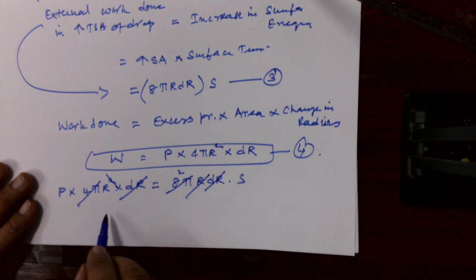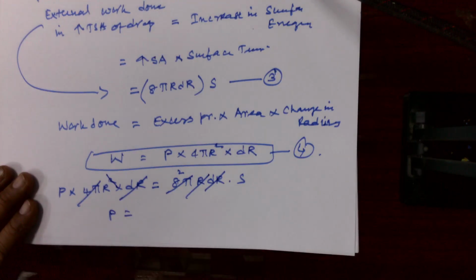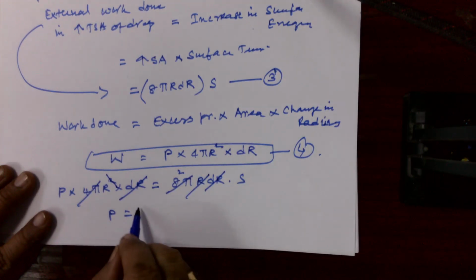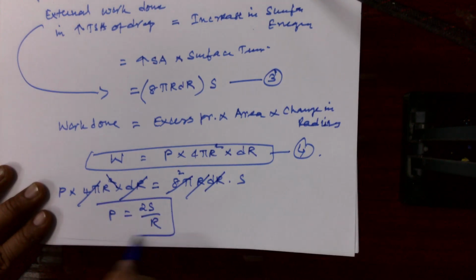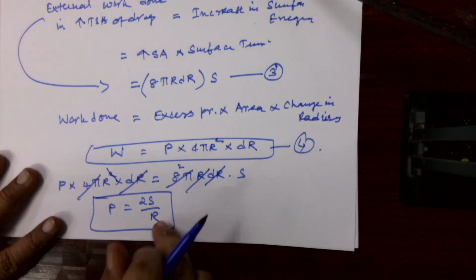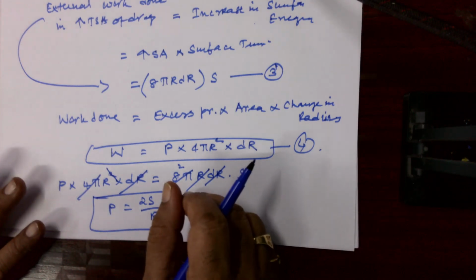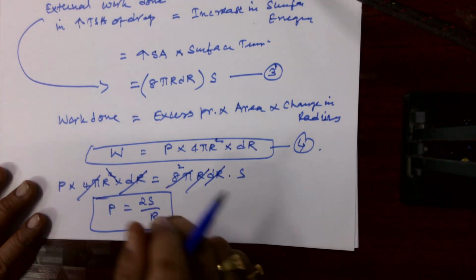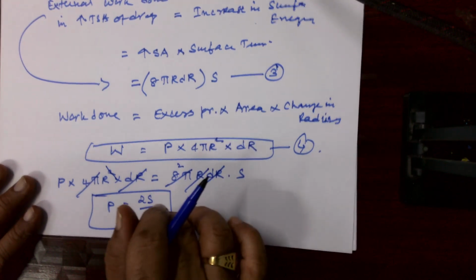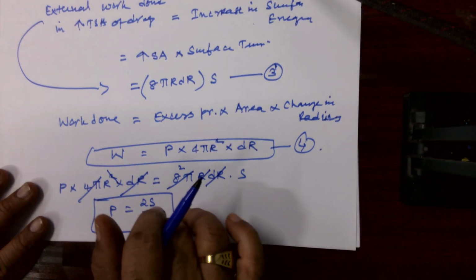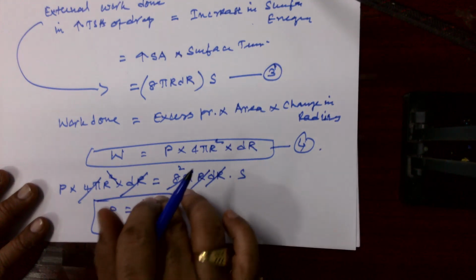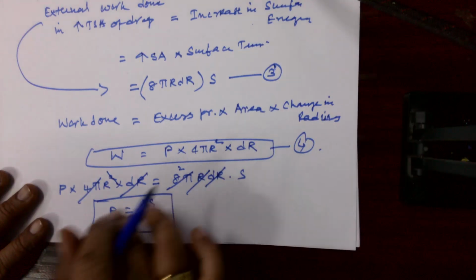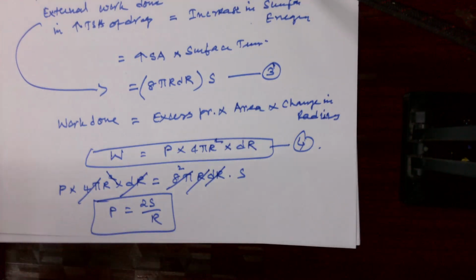Got it? Now the excess pressure is what? P is equal to, can you tell me what is the remaining 2S? So you can put 2S divided by R. That's all. Now can you tell me what is R here? So the radius of the bubble. Don't forget. What is that? The radius of the bubble, the sphere or drop, say. And what is S? S means what? The surface tension, right? And the P is nothing but the excess pressure.